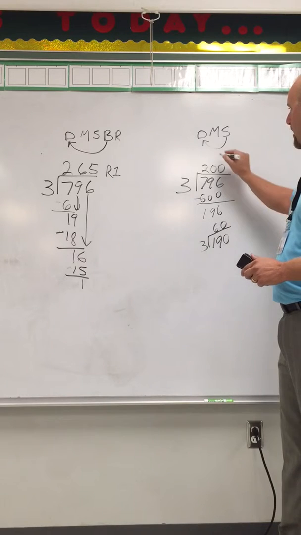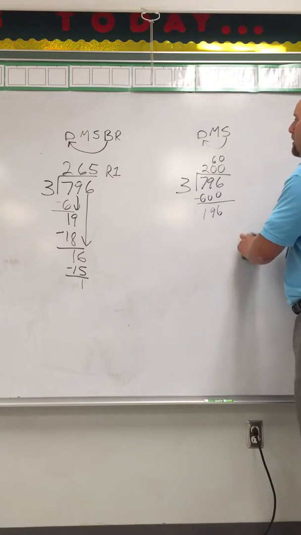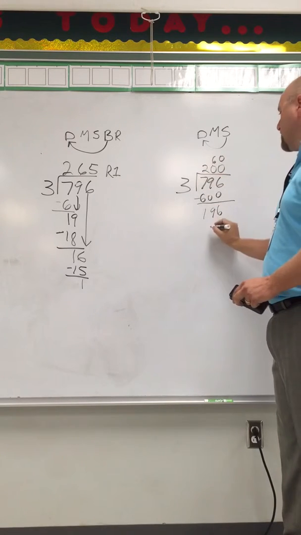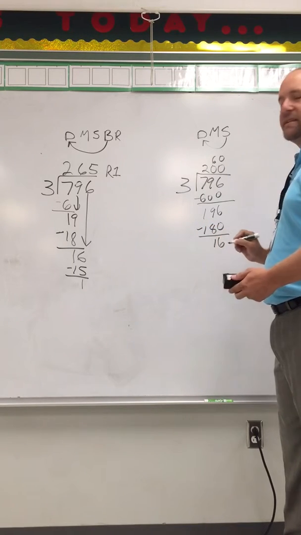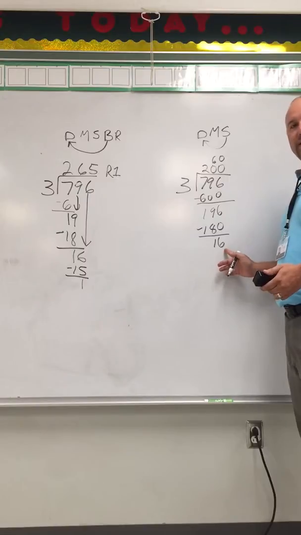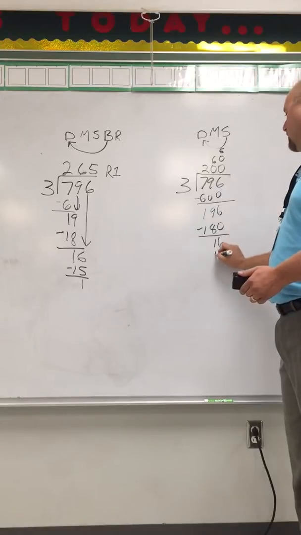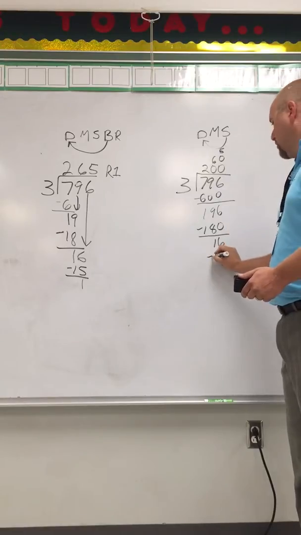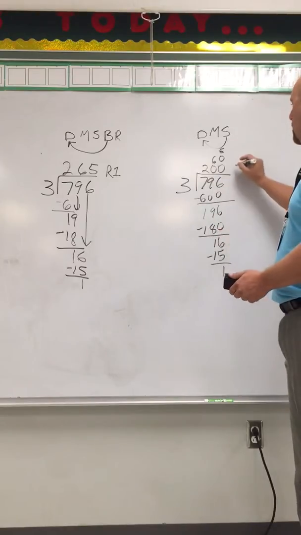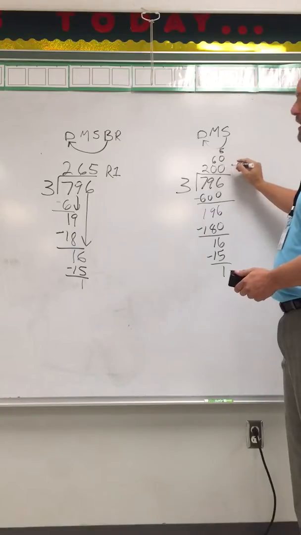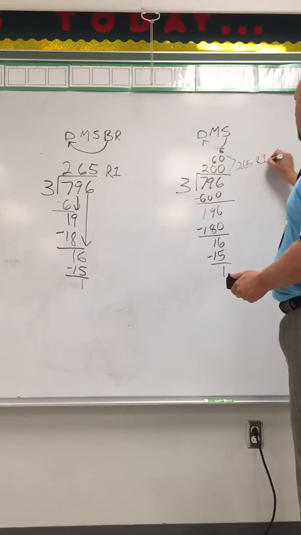So now I take this quotient and I put it on top of the other partial quotient. I do my multiplication, 60 times 3, and that's 180. I perform my subtraction. I end up with 16. Now this is pretty much a basic fact. I know that 3 times 5 is 15. I do my subtraction. That leaves me with 1. I have nothing else to subtract from. So I add all these numbers together. I get 265, remainder 1.